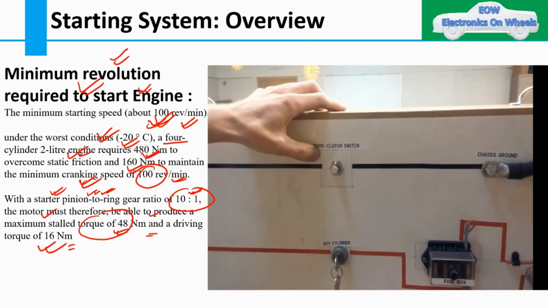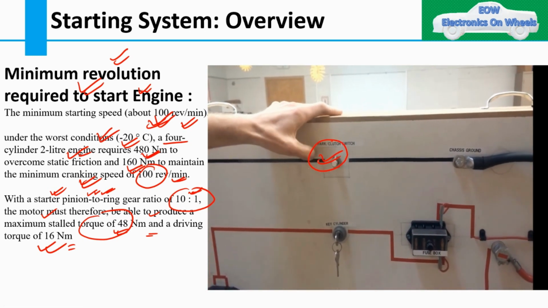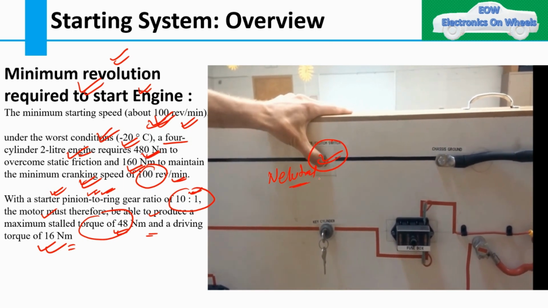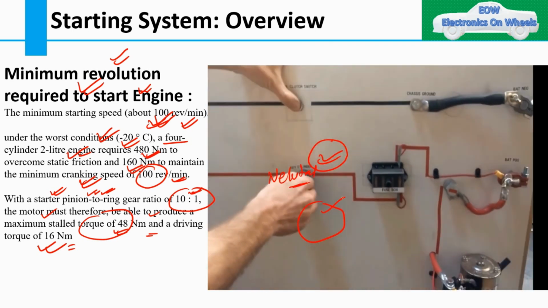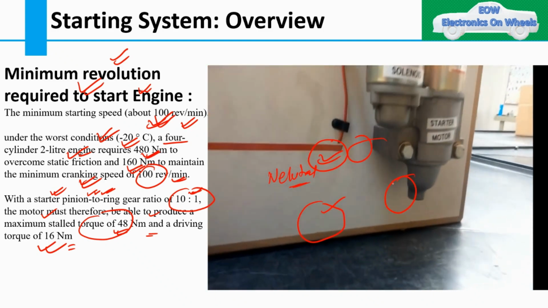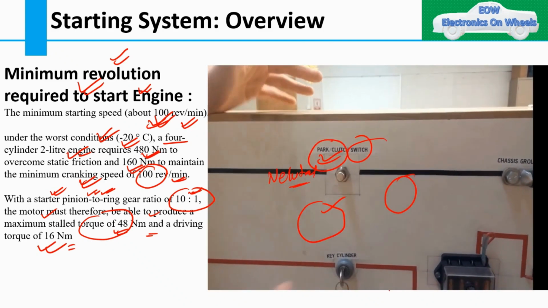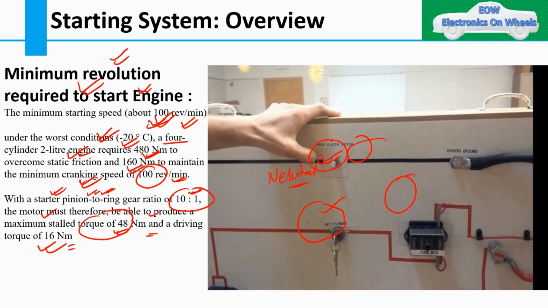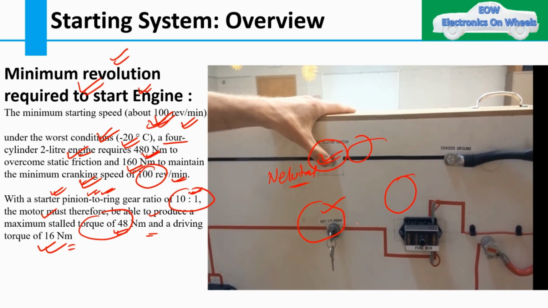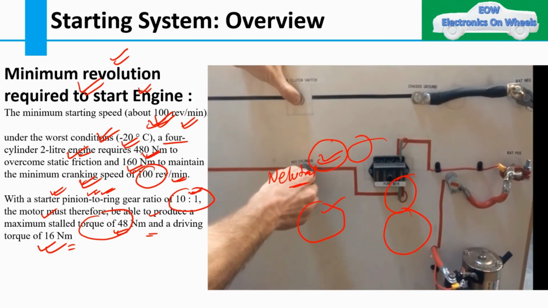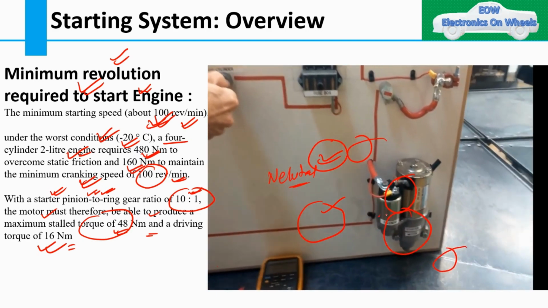If you can see here, this is our parking clutch switch or the neutral switch. Here they have shown only one switch. This is my ignition switch, this is my fuse box, and this is my starter motor. This is my fuse box, and this is my starter motor and this is my solenoid.